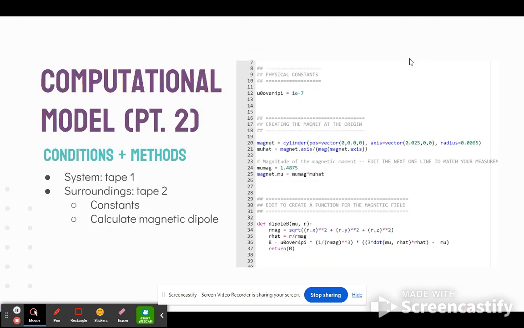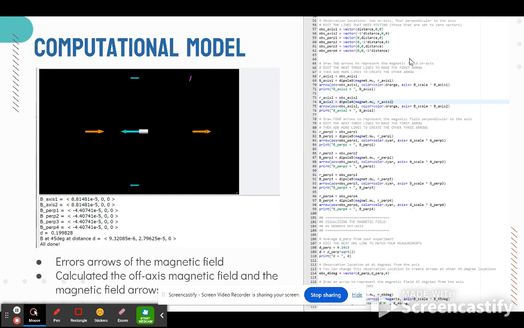So for the computational model, it uses Python and GlowScript to create a theoretical model of the magnetic field. So here are the constants for the model, as well as the function for calculating the magnetic field. And the general formula for the magnetic field of a magnetic dipole is used here. Here's the code for scaling and drawing the arrows of the magnetic field of the bar magnet, which includes locations of the arrows and what they represent and the axes. So there's also how to calculate the off-axis magnetic field and the arrows for that on the bottom.